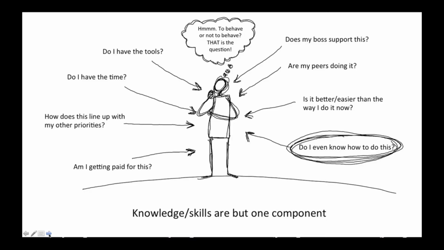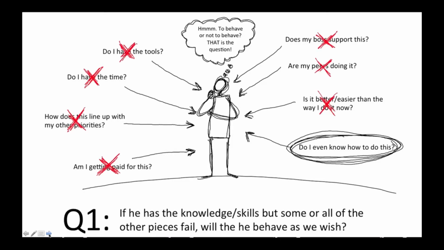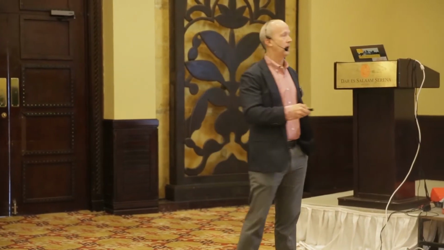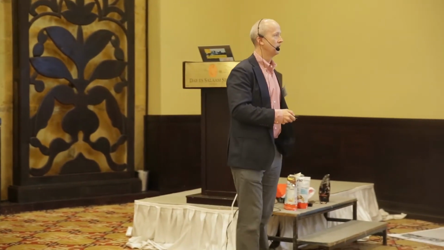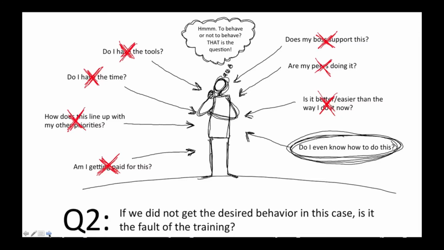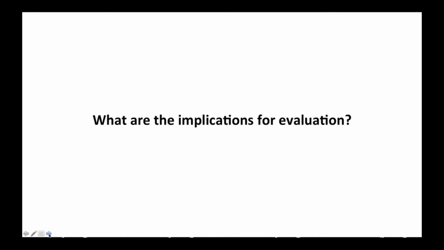Knowledge and skills are but one component. If someone has the knowledge and skill and the other pieces fail, are they going to behave as we wish? No, they're not. Is this the fault of training? No. What are the implications of this?